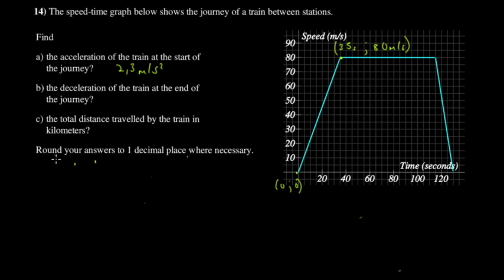So part B asks us to find the deceleration for the whole journey. So deceleration would be this part here. Deceleration simply means negative acceleration. The speed is decreasing. Okay, that's the deceleration. So the magnitude of that is what you're looking for.